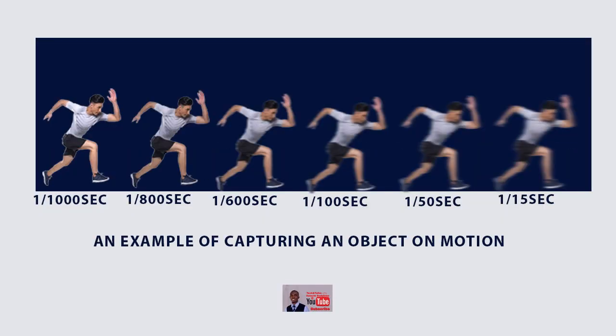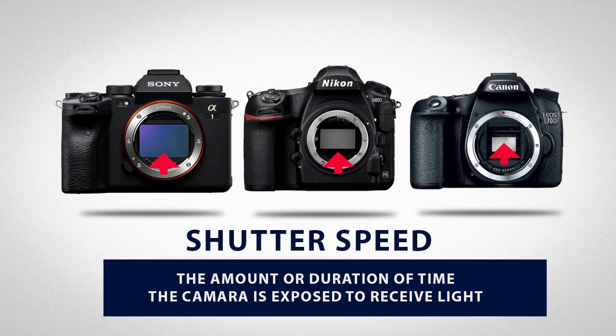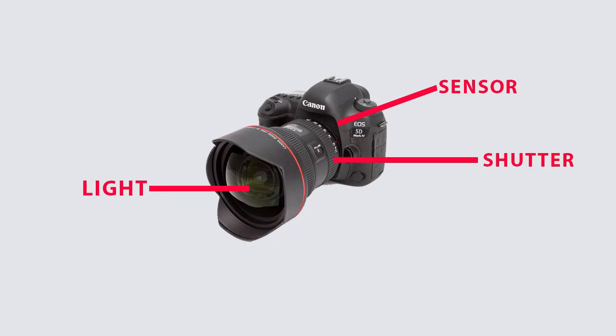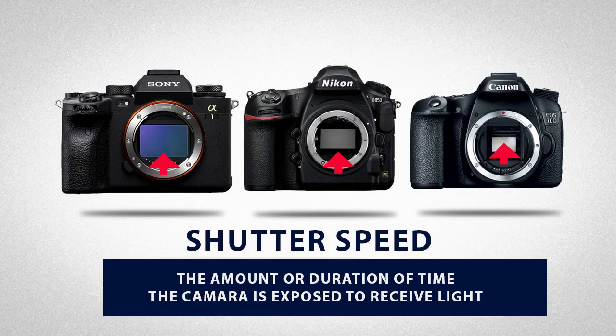But for objects that are still, in a static position, you could use 1 over 100, you could use 1 over 50, and so on and so forth. So the shutter is this thing in front of your sensor that opens at a click and allows light to come into the camera. Whenever you press your shutter button, you hear the sound. For you to freeze a moving object, it is determined by your shutter speed.